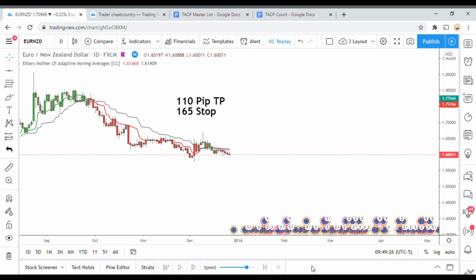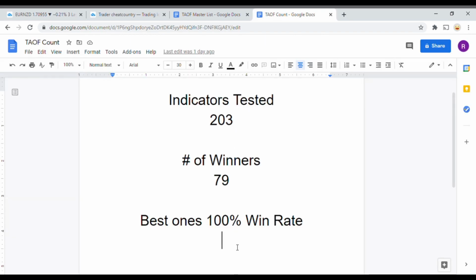All right, as I said, today we will be testing Ehlers' mother of adaptive moving averages. But before we do, I wanted to put the indicator scoreboard up for everyone to see.